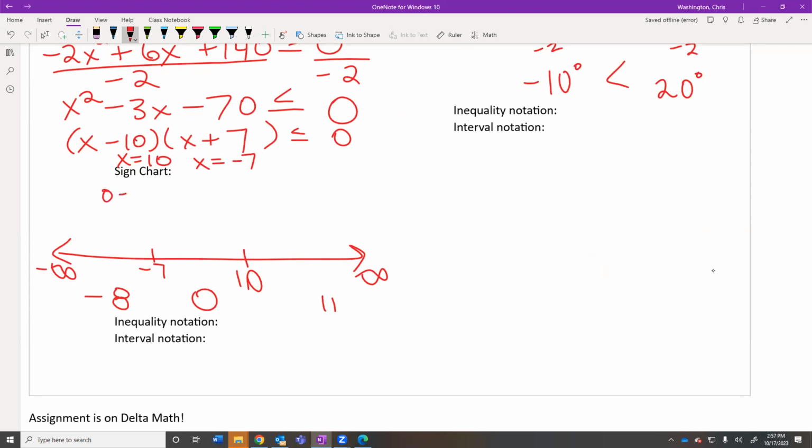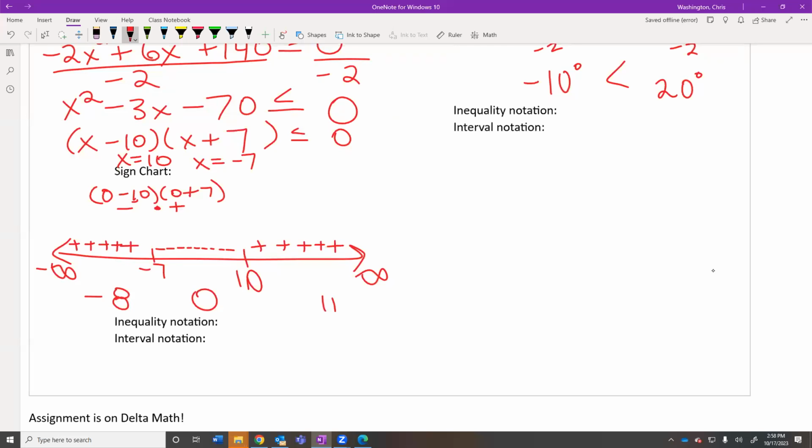What is 0 minus 10? Positive or negative number? And 0 plus 7, positive or negative? Well, 0 minus 10 is a negative number, so we get a negative times 0 plus 7, which is a positive number, and a negative times a positive is a negative. So all the numbers between -7 and 10 are negative. And since we've developed this pattern, like, hey, this is a quadratic, the signs are going to alternate. What do we know negative infinity to -7 is going to be? They're all going to be positive. And what about 10 to infinity?